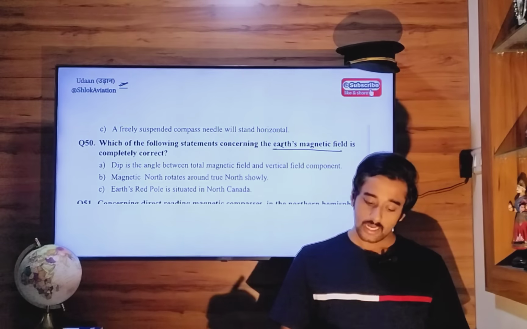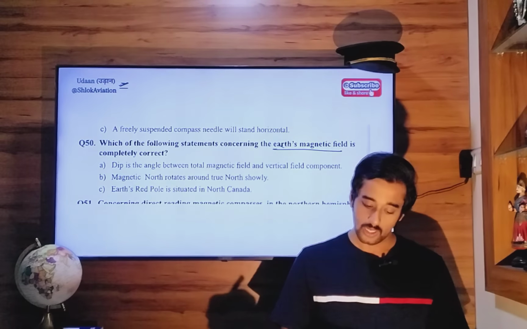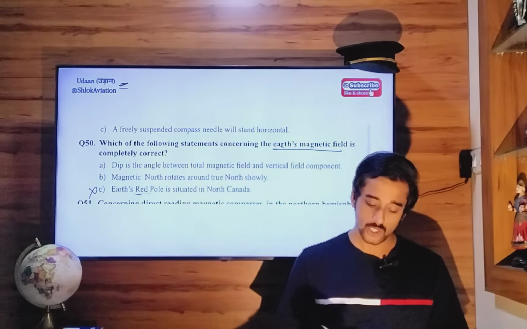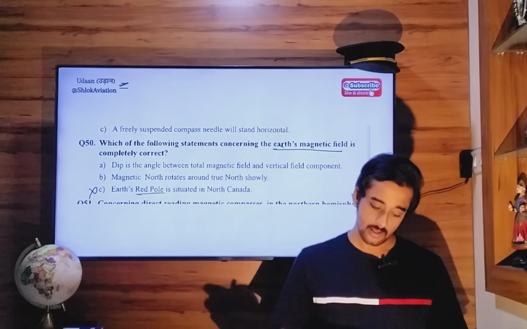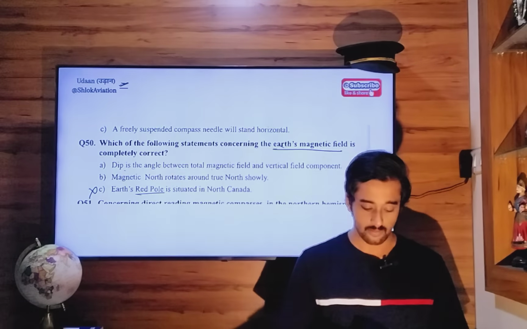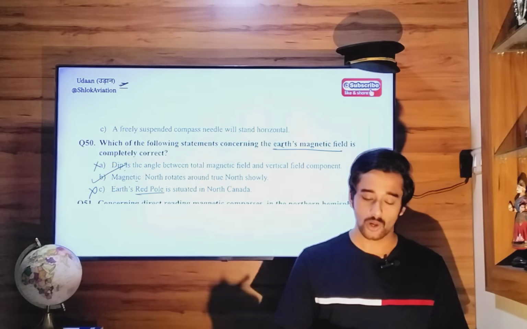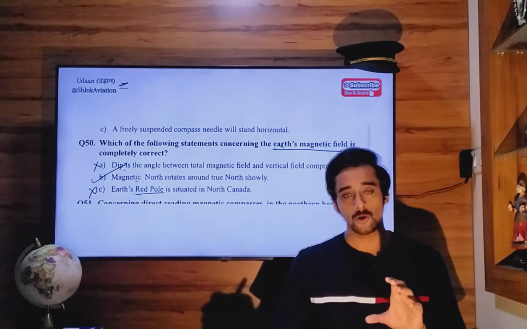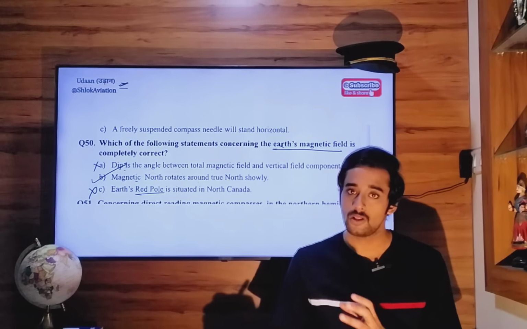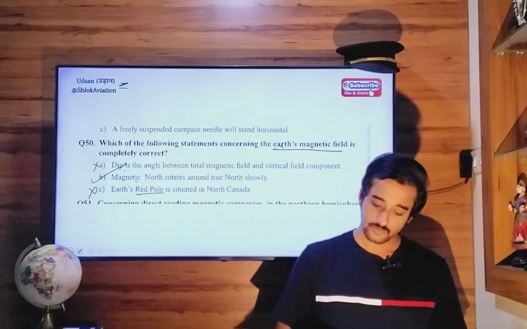Magnetic north rotates around true north slowly. Earth's red pole is situated in North Canada. So wrong. Earth's blue pole is situated in North Canada. Dip is the angle between vertical and horizontal field components. Magnetic north rotates around true north so slowly. That's right. The magnetic north pole will move around the true north pole or geographical north pole very slowly. So statement Bravo is the right one.